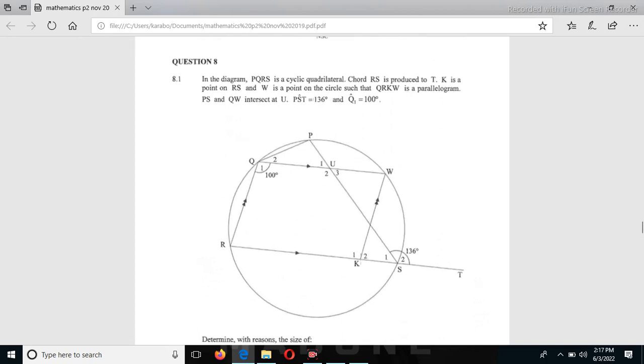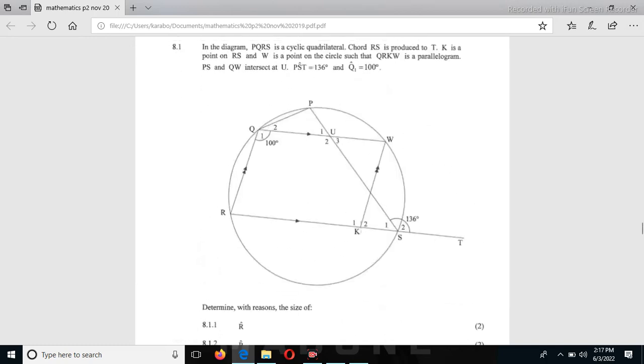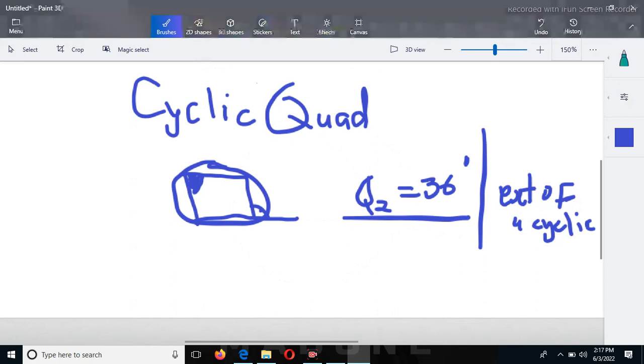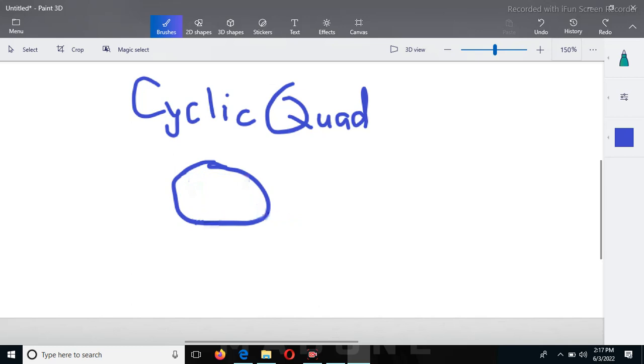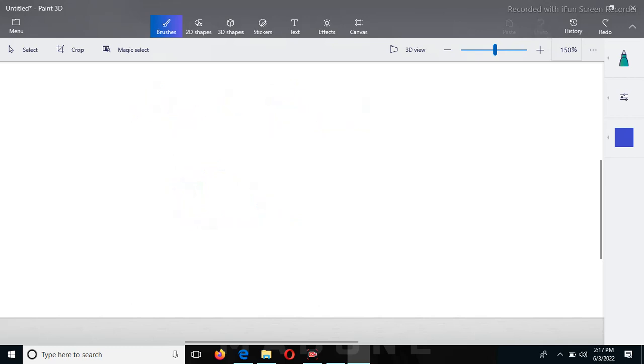Is there anything complicated? Okay, guys. We already know what Q2 is, right? And we already know what P is, right? So we can find U1. Now I'm no longer using the cyclic quad. Now I'm finding regular angles. So we can find U1. How do we find U1, guys?